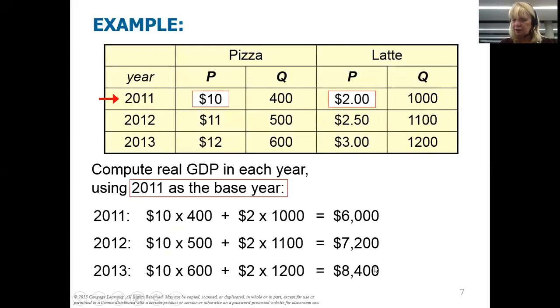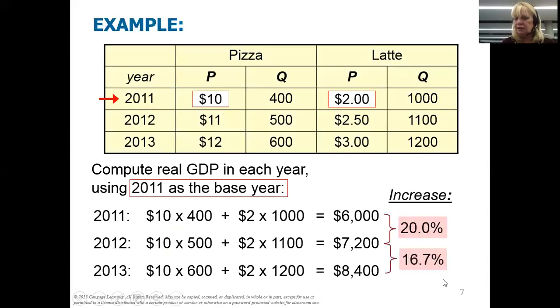These numbers are significantly lower than the nominal GDP, but look when we look at percentage change. Only a 20% increase from 2011 to 2012. That was like a 37% increase before. Only a 16.7% increase from 2012 to 2013. These increases represent the actual increase in production. That's how many more pizzas and lattes we produced without regard for the price.